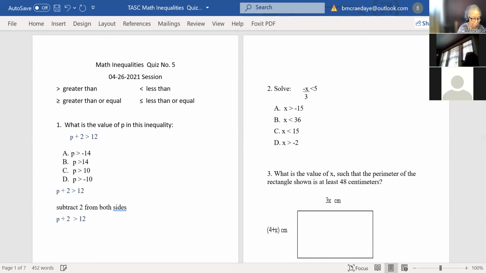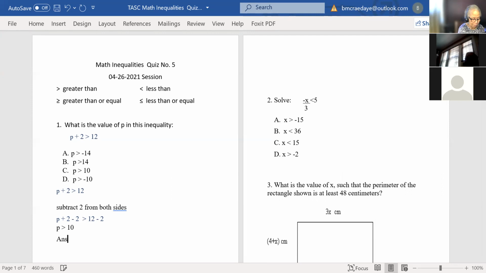Minus 2 on the left of the inequality, minus 2 on the right. So this is minus 2 and plus 2 is 0. So what you're left with is P greater than 10. Answer C. Very good, Vanessa. So that one, answer C. Okay, let's go to number 2.